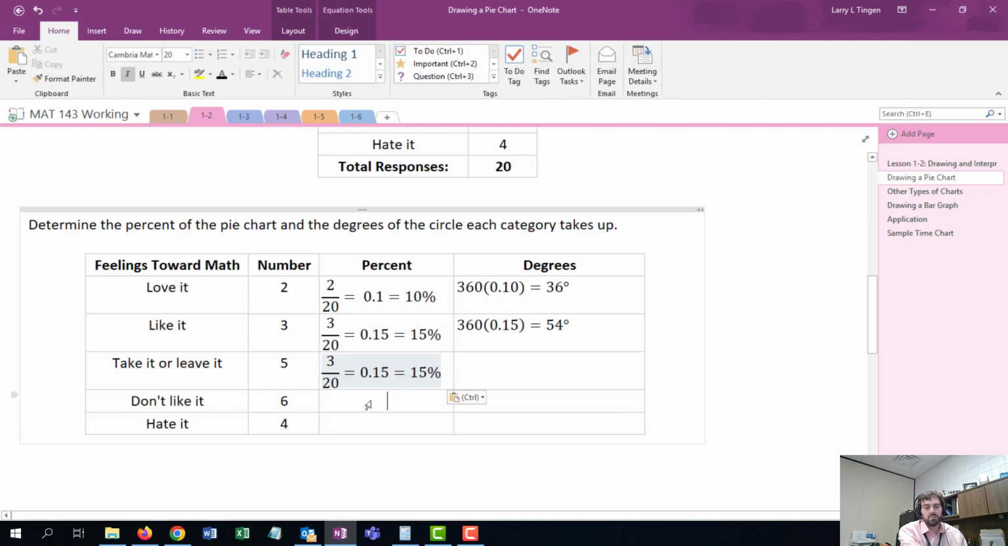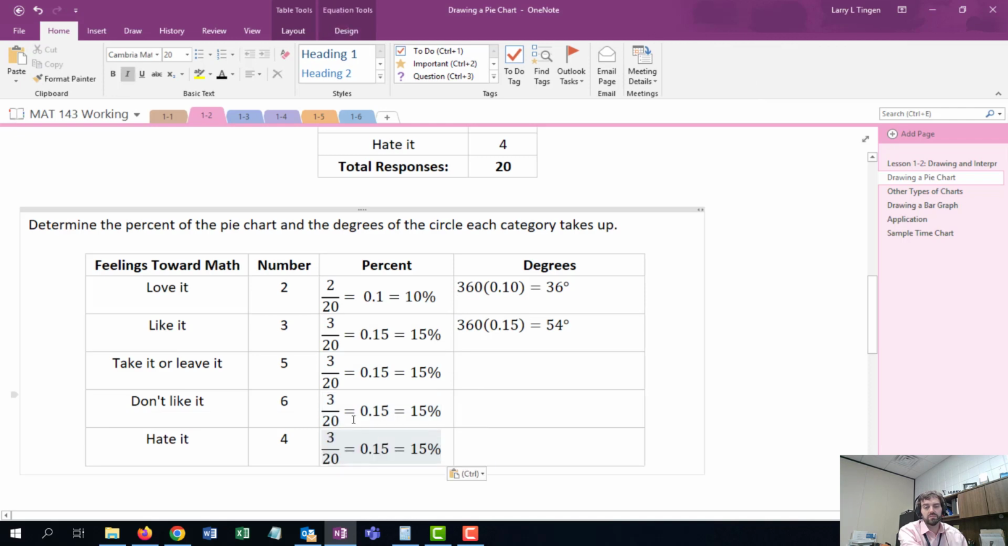I'm just going to do some copying and pasting to help with the formatting. Swap out this 3 for a 5. 5 out of 20. 5 divided by 20 is 0.25, which is 25%. 6 divided by 20 is 0.3, which is 30%. And then 4 out of 20 said they hated it, and that's 20%.